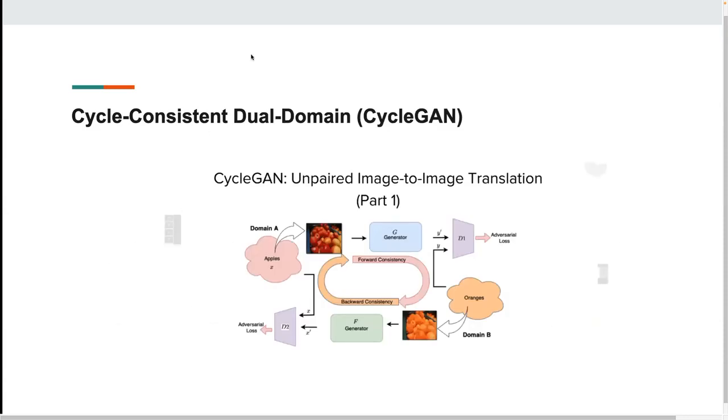This is the cycle-consistent dual domain. As you can see, we have domain A, which has an apple, and that is generated over here. Then we have another domain, B, that's generated over here.